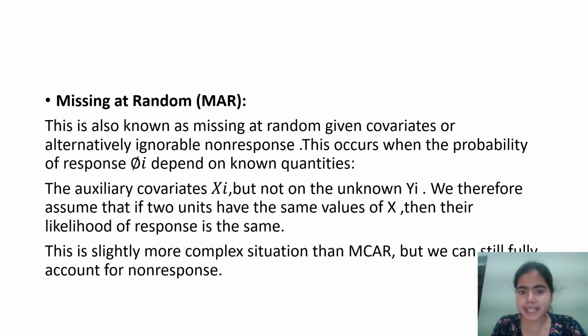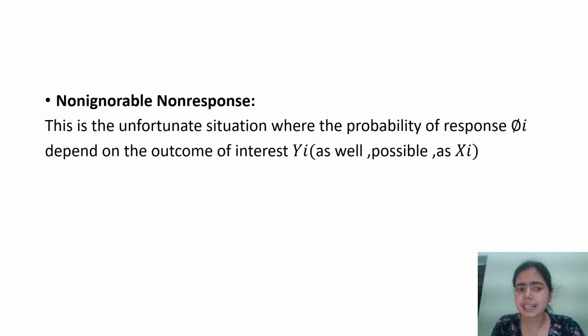Missing at random. This is also known as missing at random given covariates, or alternatively ignorable. This is the definition of missing at random. You can read this. And this is the definition of non-ignorable non-response.